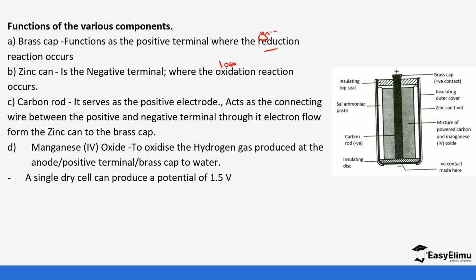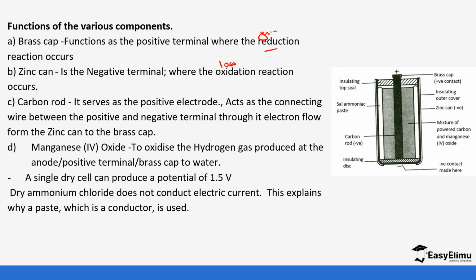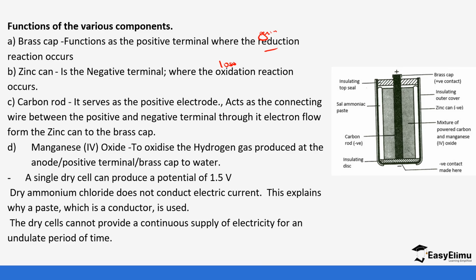This dry cell can produce approximately 1.5 volts of electricity, and dry ammonium chloride never conducts current. That is the reason why a paste is used instead, which is a conductor. You can be asked why dry ammonium chloride is not used in the cell. This is because if it is dry, the ions are going to be in fixed positions. But if it is a paste, it means the ions are able to move about, so they are going to conduct electricity.